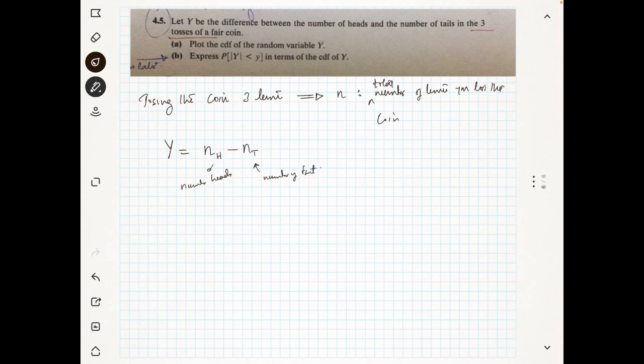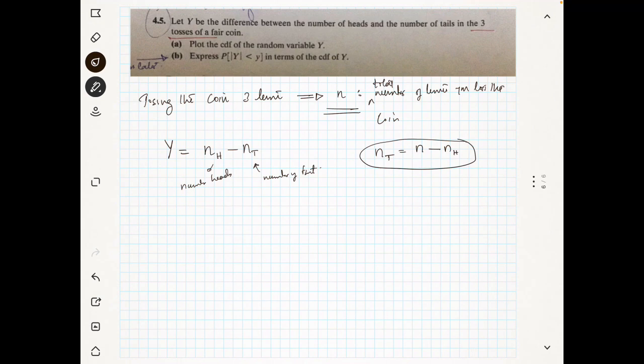Since you are tossing the coin 3 times, or n times in general, the number of tails will be nothing but the total number of trials minus the number of heads. That's it, right? Suppose you are tossing the coin 3 times and you get 2 heads, that means you get 1 tail. That is nothing but 3 minus 2.